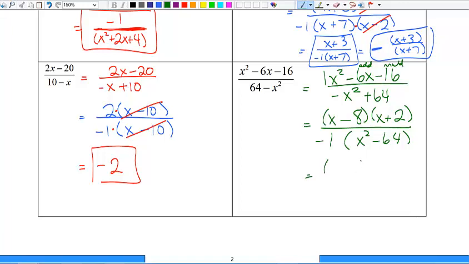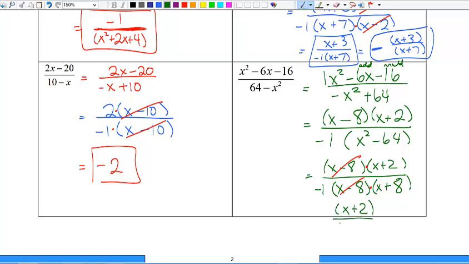And then I need to factor again in the denominator. Looks like the denominator is a difference of two squares. Once I have the numerator and the denominator factored, I can just divide out any common factors, and I'm left with x plus 2 over x plus 8. The negative could go in the bottom, but I'm going to go ahead and put it out in front because I feel like that's a little bit more clear, but you could probably leave it in the bottom.